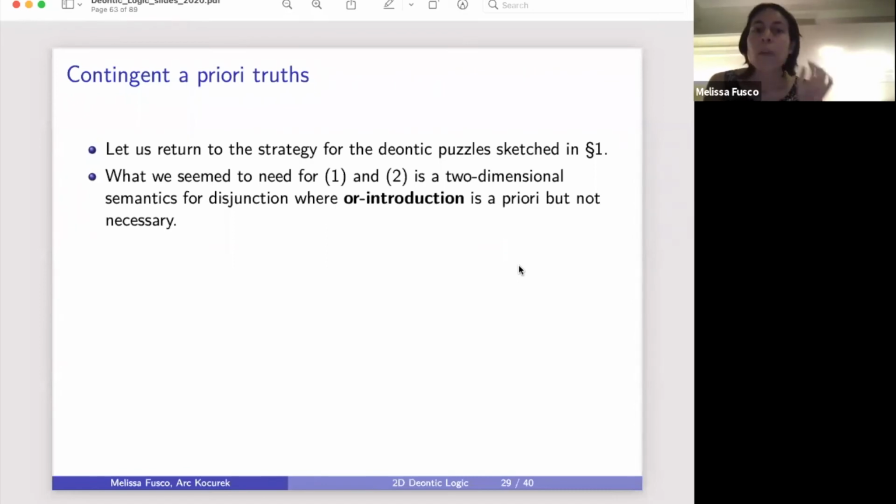So it won't follow from the fact that you can start with P or not P that you can necessitate it and go to necessarily P or not P. Likewise, I want to be able to say, from the fact that you posted the letter, you can conclude I posted the letter or burned it, but you can't conclude from I ought to post the letter, I ought to post the letter or burn it. So I want a two-dimensional semantics where or introduction is a priori but not necessary.